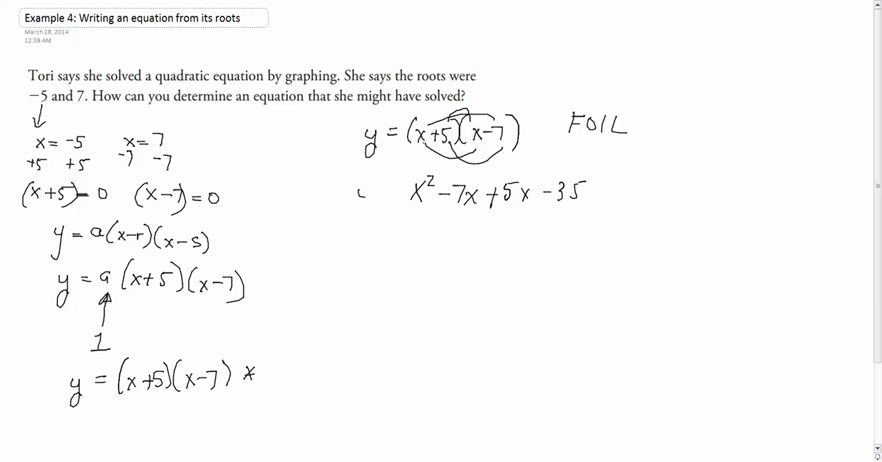So y is equal to this, and we can combine these like terms. We have x squared minus 2x minus 35. And that is one possible equation that she solved to give her these two factors. Now remember, a could be anything, so all of this could still be multiplied by some a value, and that would change the appearance of the equation, but not what that graph actually says. And that's example number 4.